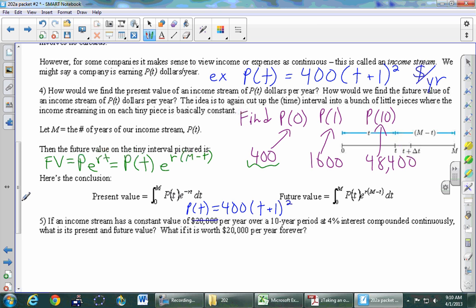And so this ends up being the integral for future value. You guys could be more excited about this than you are.